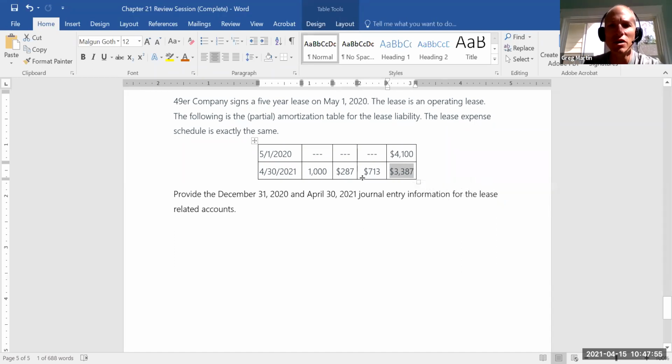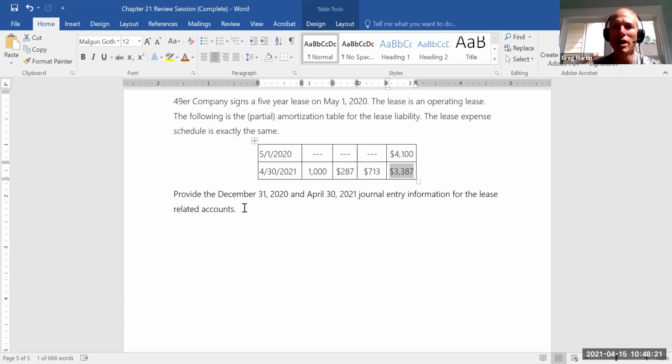Given these identical tables, knowing that it's serving a dual purpose, keep that in mind. Let's provide the December 31st, 2020 and the April 30th, 2021 journal entries. One thing I want us to keep in mind: when you have an operating lease, the only expense we are concerned about is the lease expense, and it is straight line. So every day it's the same amount.